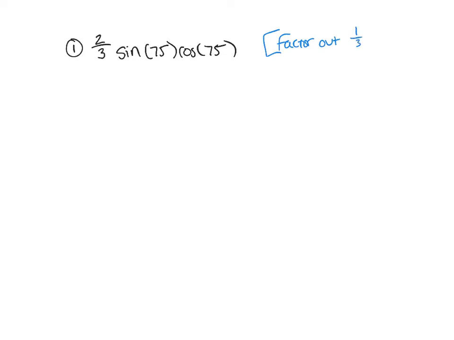So the first problem I'm going to give you is 2/3 of sine of 75 times cosine of 75. And I'm asking you to find the exact value here. So the problem is that we don't know sine of 75, we don't know cosine of 75, so what are we supposed to do? Well, for this problem, I'm going to give you a hint to factor out 1/3. So if we take a look at this problem and we factor out 1/3, we get 1/3 times 2 sine of 75 cosine of 75.